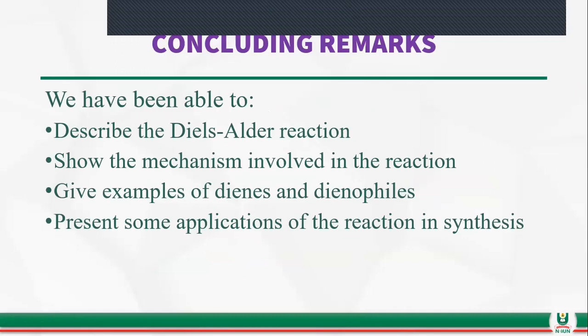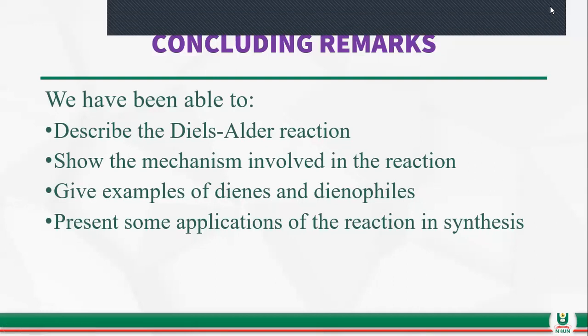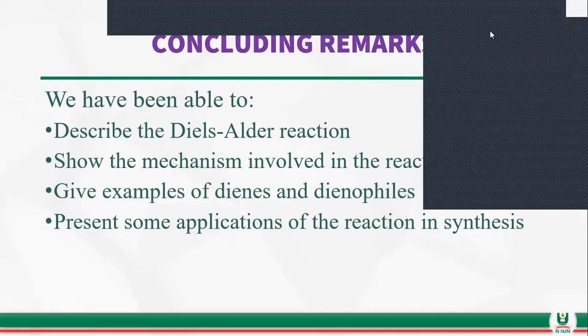So we have been able to, number one, describe the Diels-Alder reaction. Number two, we have been able to show the mechanism involved in the reaction. We have been able to give example of diene and dienophile, and we have been able to present some synthetic applications of this compound called Diels-Alder product.